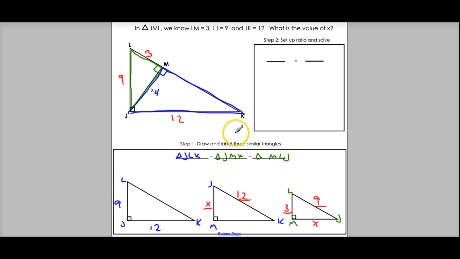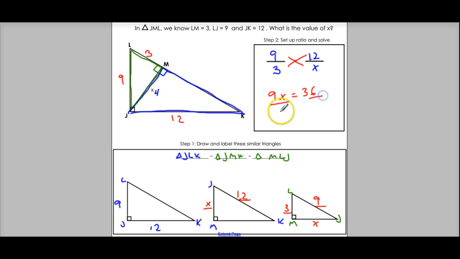I don't care. Here's another ratio that I think I could set up. I could do 9 is to 3. So 9 is to 3, the legs of these two triangles, as 12 is to x. All right, 9 is to 3 as 12 is to x. Once again, I could just cross multiply now, and I get 9x is equal to 36.